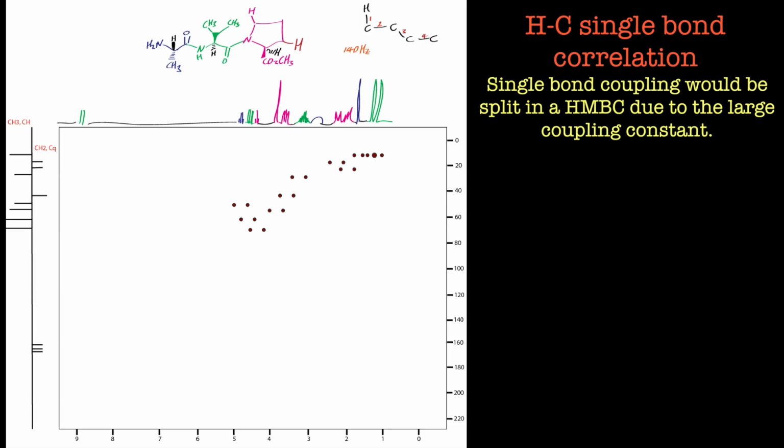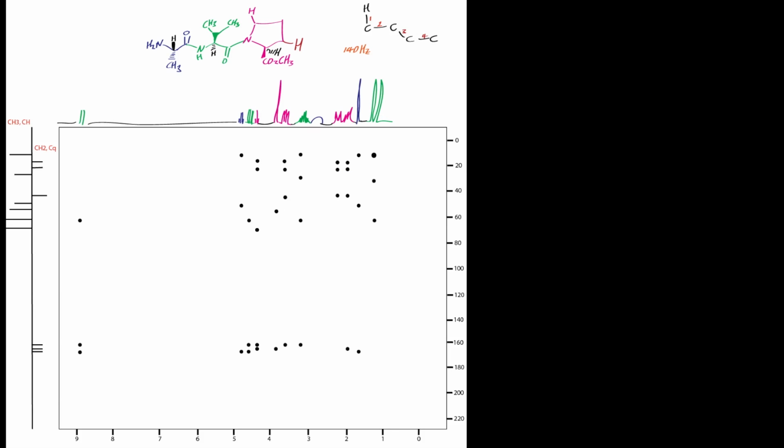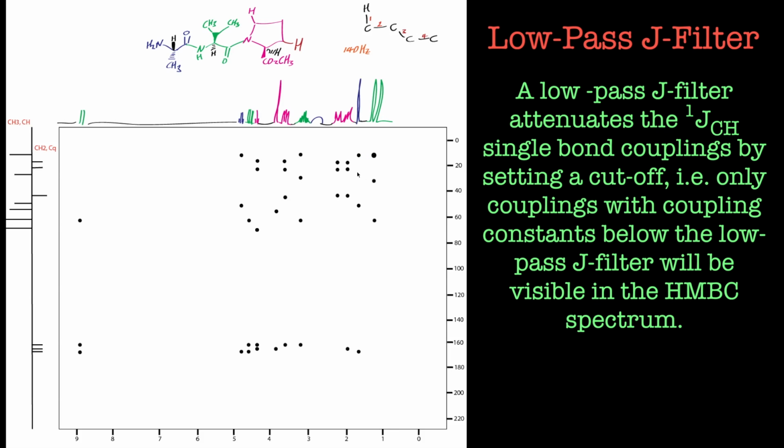Okay, so the HMBC spectrum that I'd expect to see, if we take out the single bond correlations, would be something like that. Even though it looks quite complicated at the moment, I'll explain how to interpret it in a second. What I've done is take out the single bond correlation, because you can apply what's called a low pass J filter.